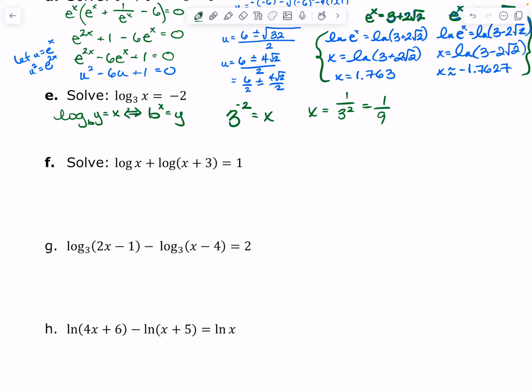F, we've got a common log, but I'm going to start by using the product property, and I am going to multiply the arguments on the left-hand side. Okay, now a quick reminder, common log means we're dealing with a log base 10, so I'm going to use what I did just a minute ago. I'm going to multiply this part out. I get x squared plus 3x equals 10 to the 1. Okay, sorry, 3x, not 3 to the x.